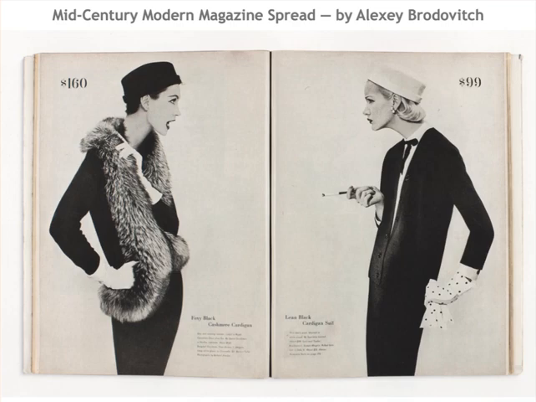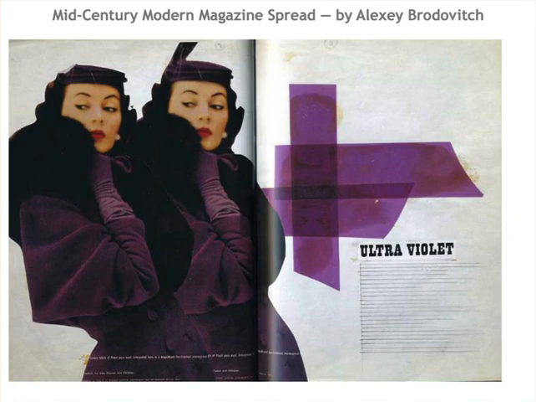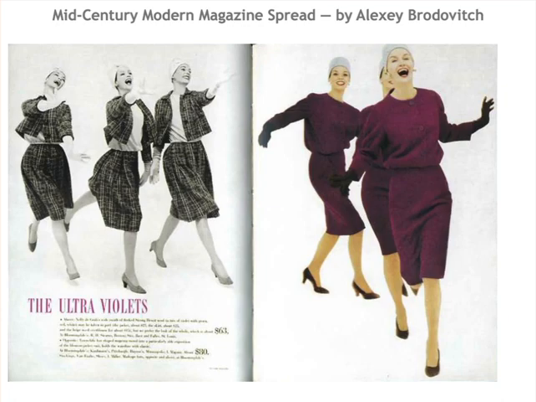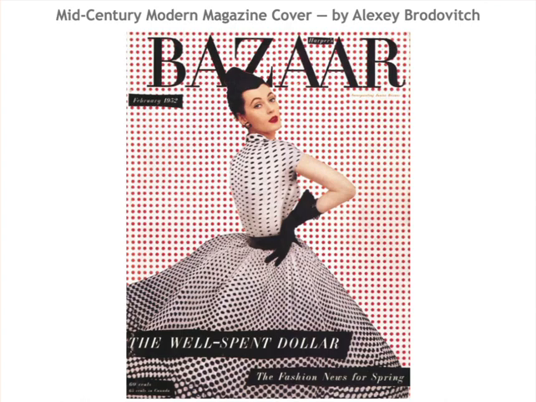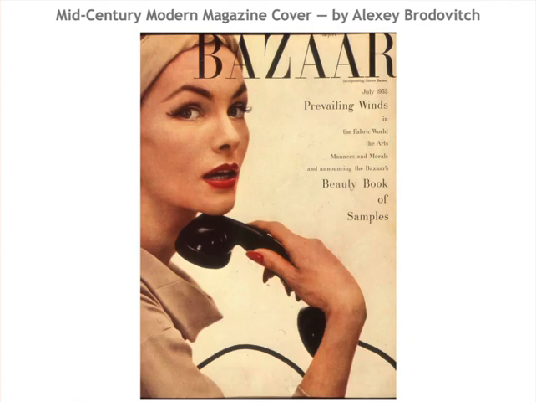Here's another magazine spread by Alexy. Here's a spread where he cleverly used multiple exposures. And another. This cover mimics that style but has 3 different models. He also taught design classes both at his home and at New York's New School for Social Research. He created many covers with close-up images of women's faces and dramatic negative space.